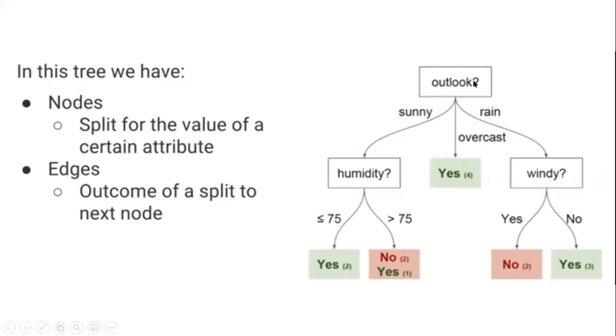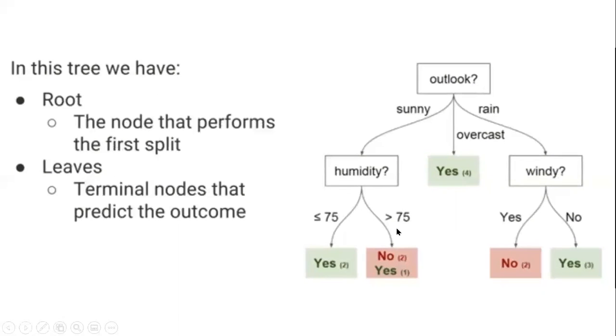Okay. So outlook: sunny, overcast, rainy. So these are 3 possible outputs. For humidity, there are 2 possible outputs: whether it is more than 75 or less than 75. Then we have a root. Root means where it starts. So this is the root here, because it's the start of the tree, the node that performs the first split. So outlook, in this particular example, is the root.